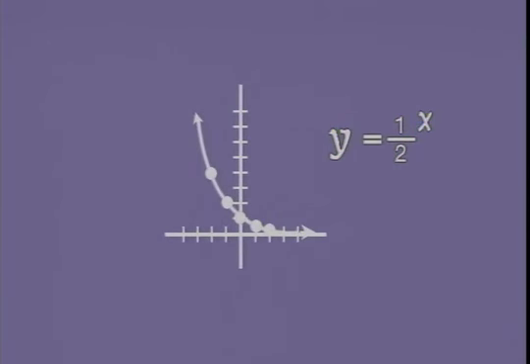Okay? Notice the curve starts off and drops rapidly as you go from left to right in x values. And then it sort of levels off and gets closer and closer and closer to the x-axis, but it never touches. So once again, the x-axis is an asymptote for this curve.